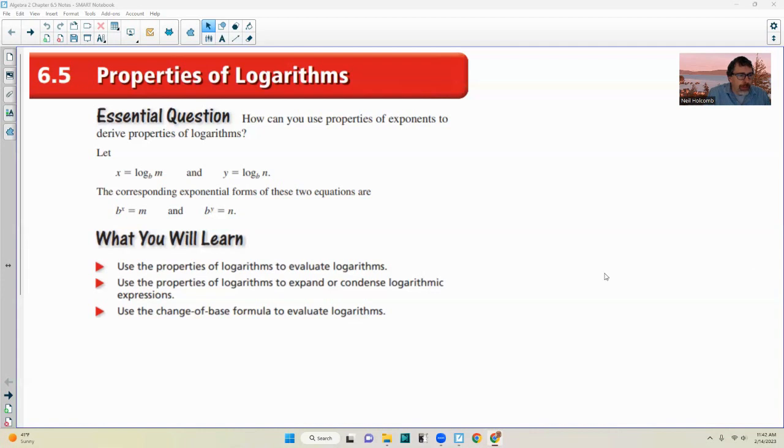What you will learn in this chapter section is how to use the properties of logarithms to evaluate logarithms, use the properties of logarithms to expand or condense logarithmic expressions, and you're going to use the change of base formula to evaluate logarithms. Okay, so all these things should be very new to you, so let's take a look.